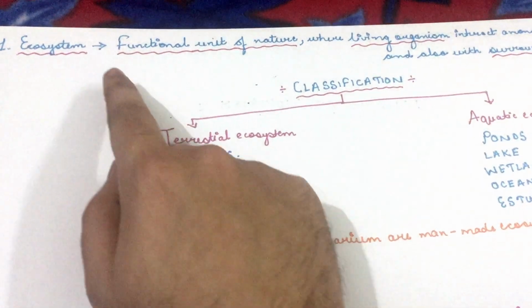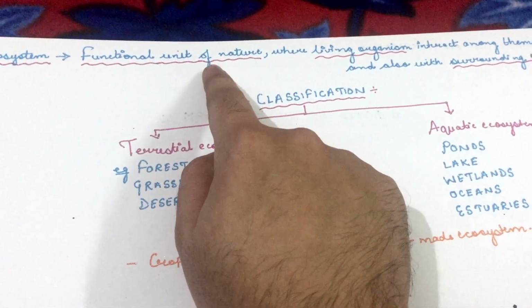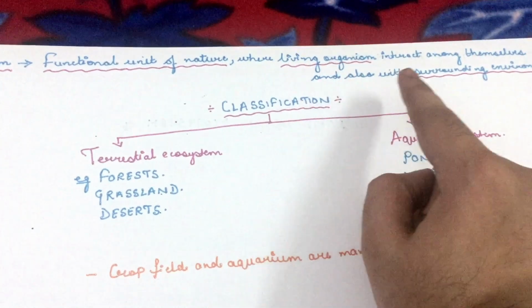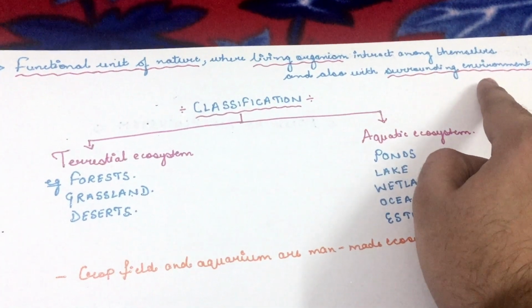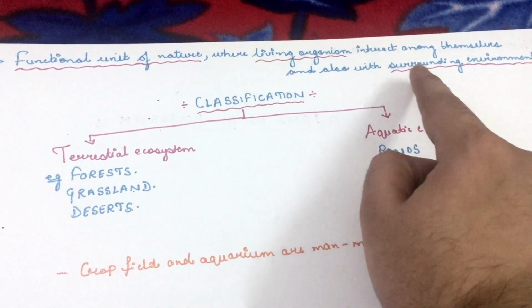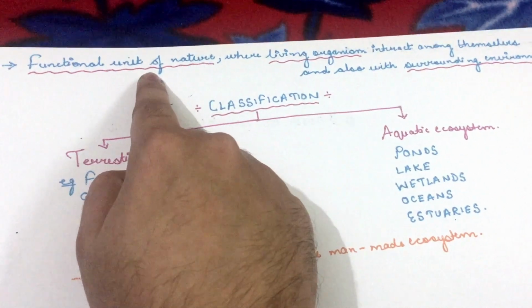So what is an ecosystem? Ecosystem is a functional unit of nature where living organisms interact among themselves and also with the surrounding environment. So the interaction of living organisms among themselves and with the surrounding environment constitutes the ecosystem.